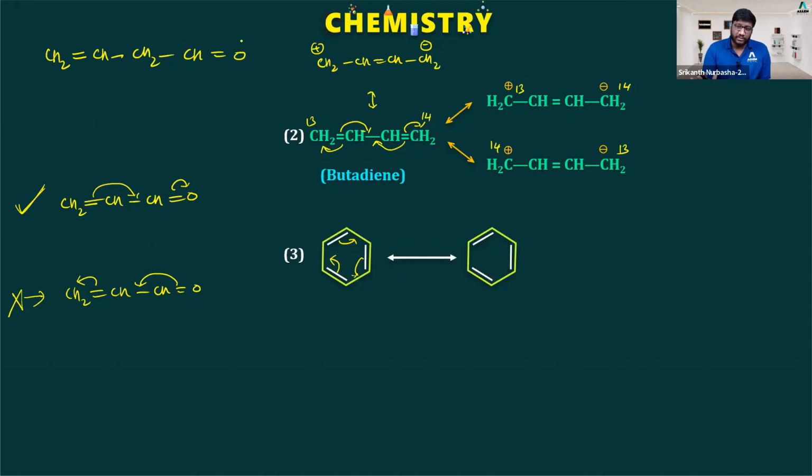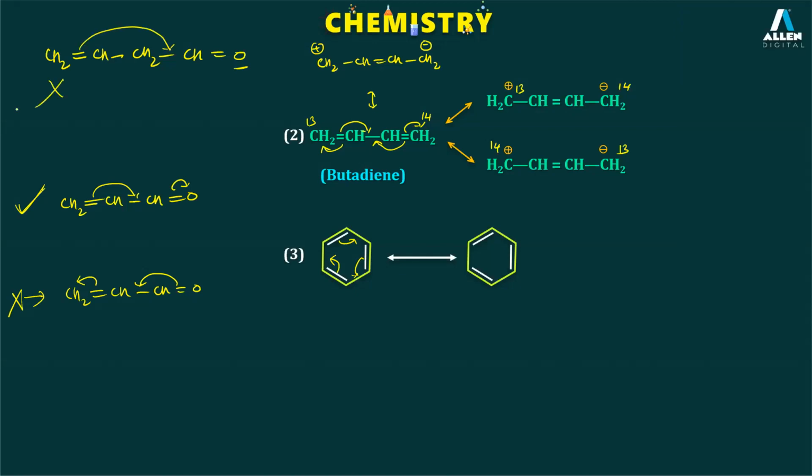Oxygen is more electronegative. I'm agreeing with this. But can I move the pi electrons directly like this? No, sir. This is not possible. So even though you have a more electronegative atom, the movement of pi electron density towards the more electronegative atom is only possible when there's a conjugation system.